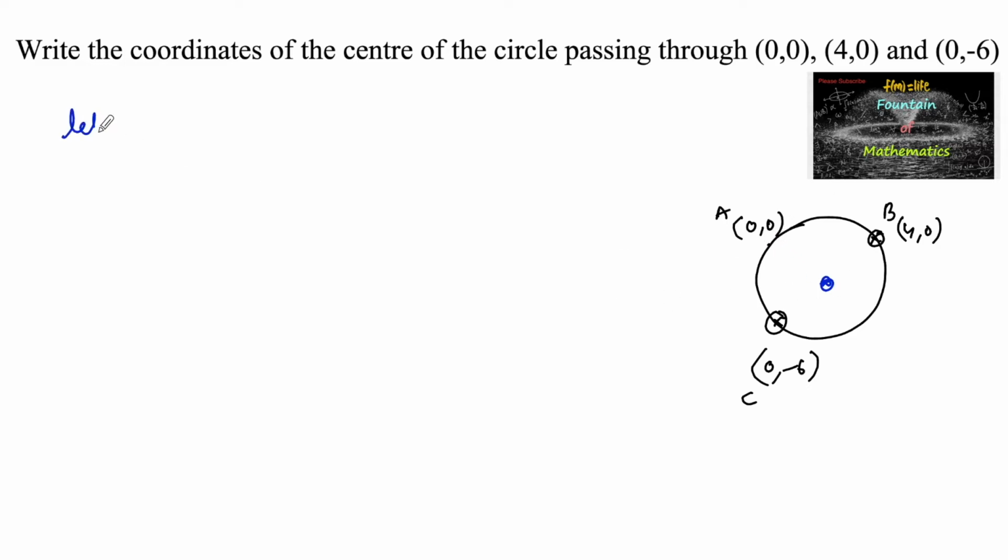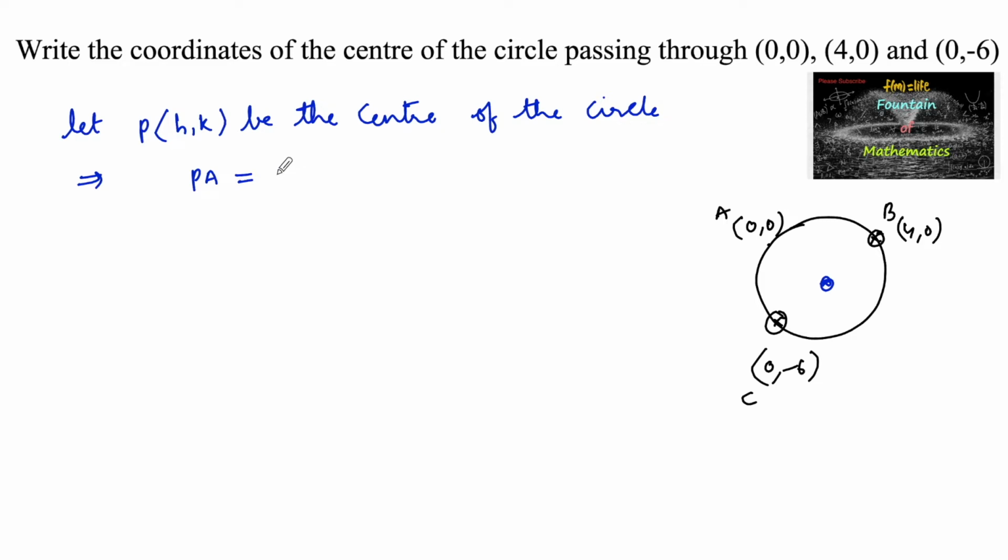Let C, let P(H, K) be the center of the circle, so that we have PA is equal to PB is equal to PC.